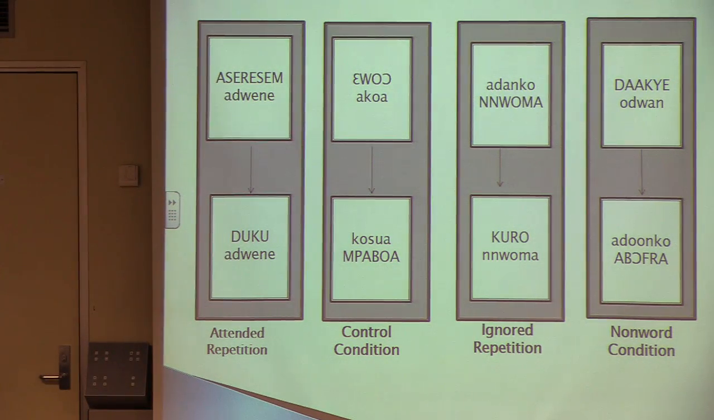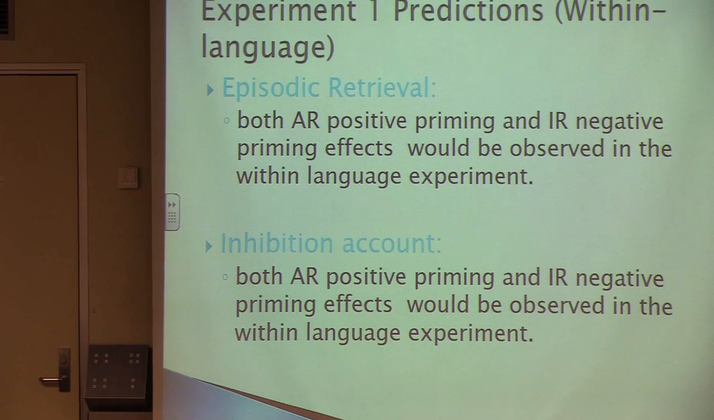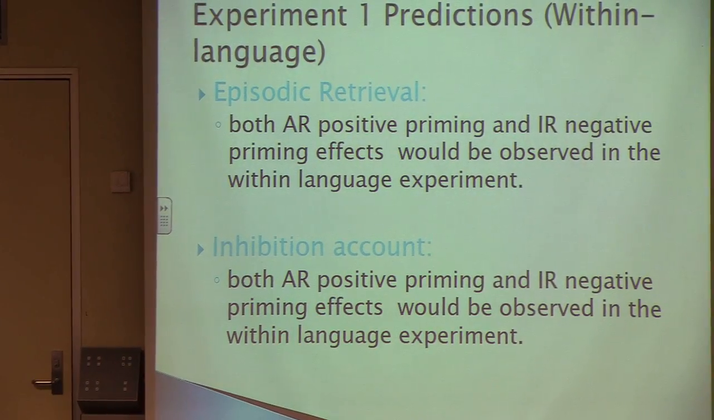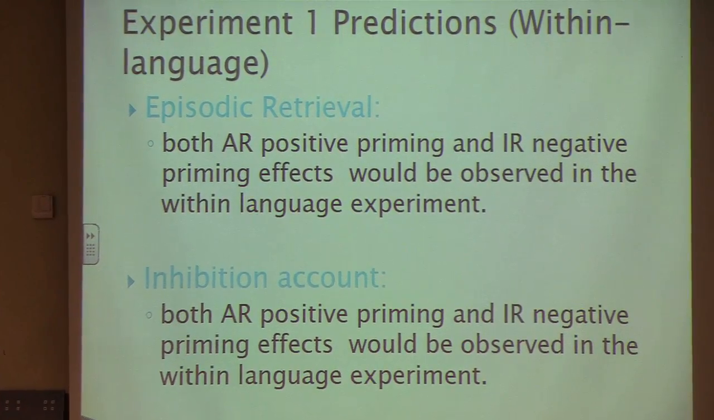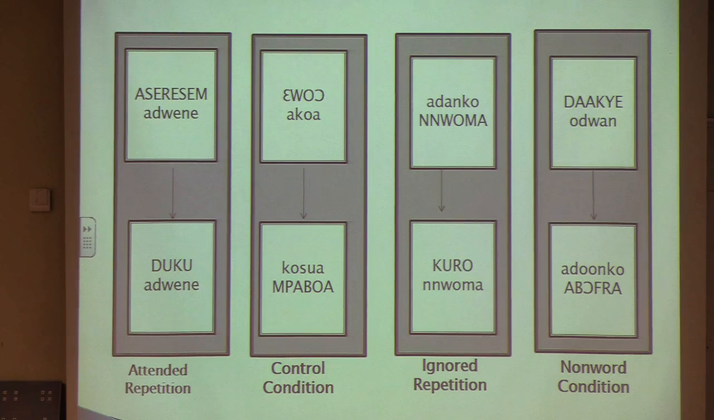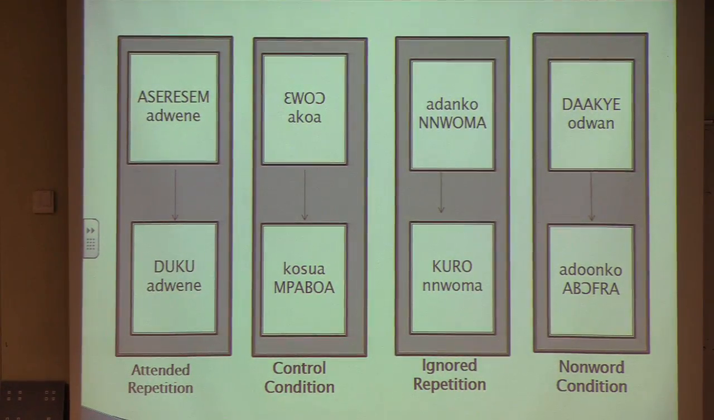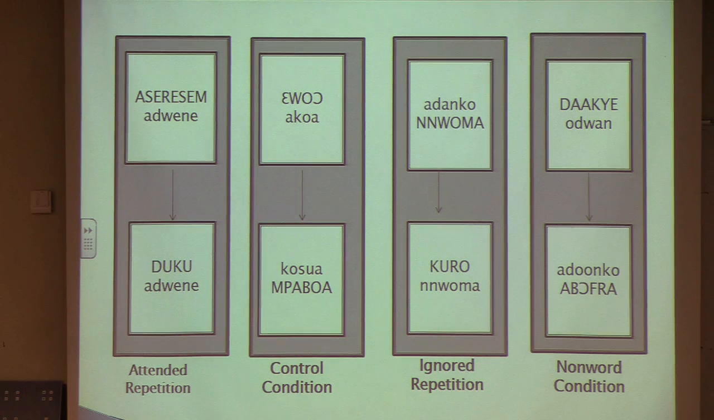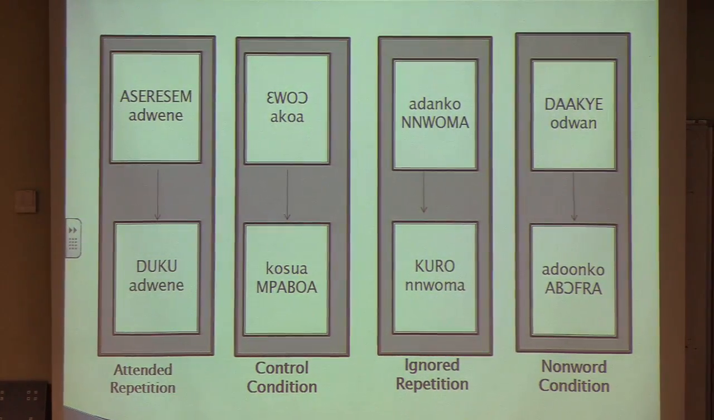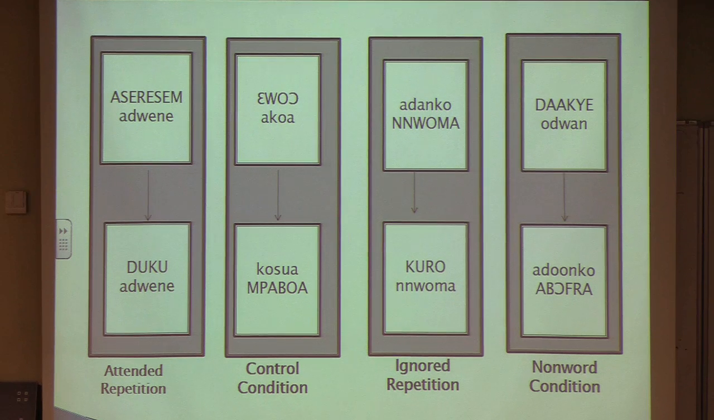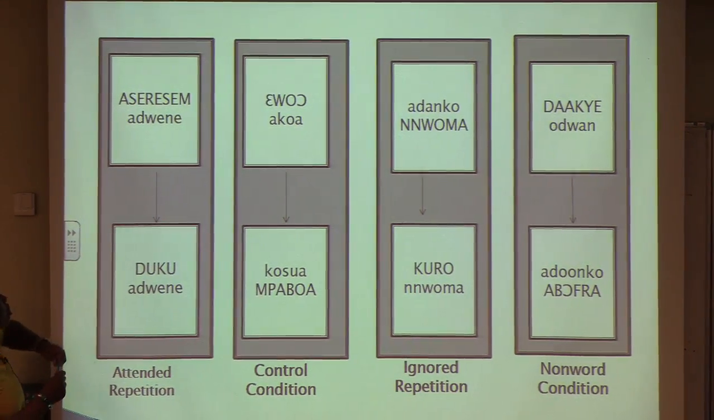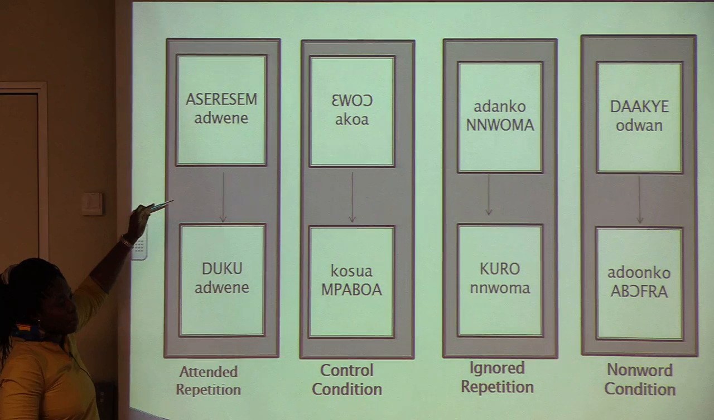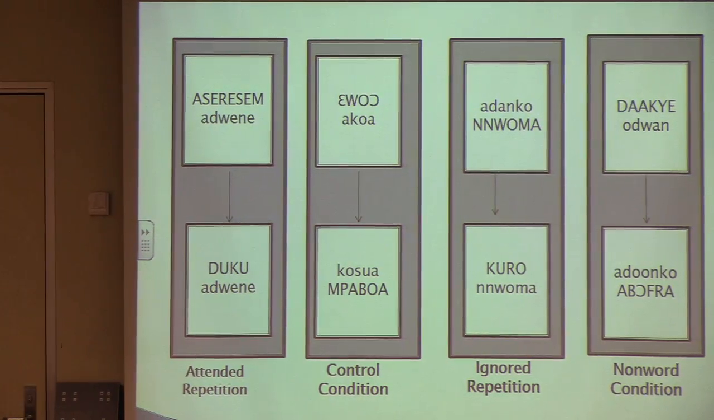Now, in the within language experiment, both theories predict that there should be positive and negative priming effects. That is, there should be a positive priming effect if the word seen in trial 1 becomes the target word again in trial 2. And they also predict that there should be a negative priming effect if the ignored word in trial 1 becomes the target word in trial 2. The assumption is that the probe here retrieves the processes that took place in the prime, and that is why they both make similar predictions.